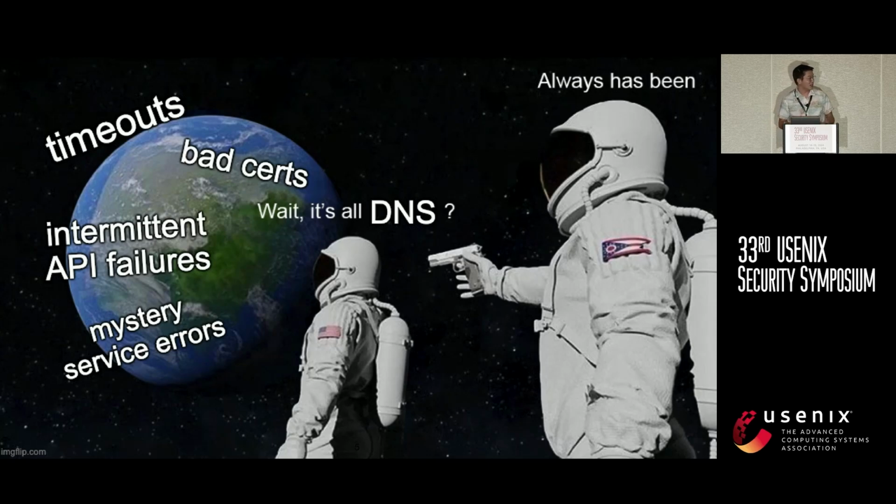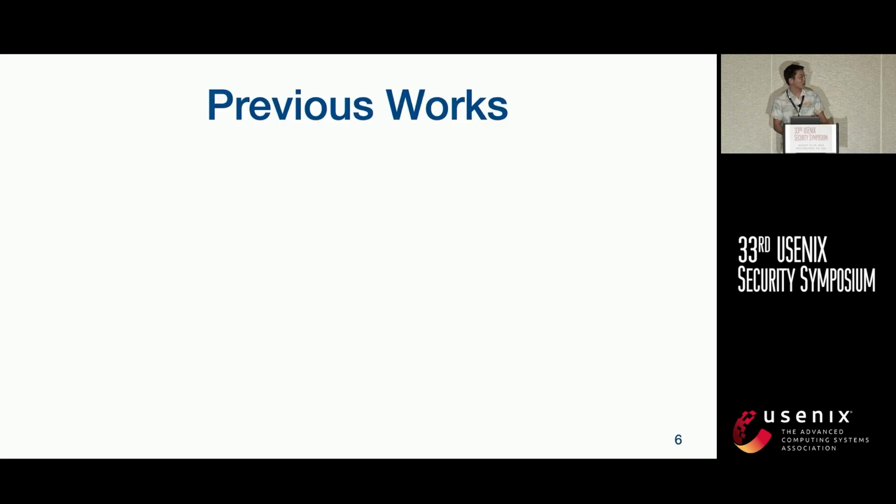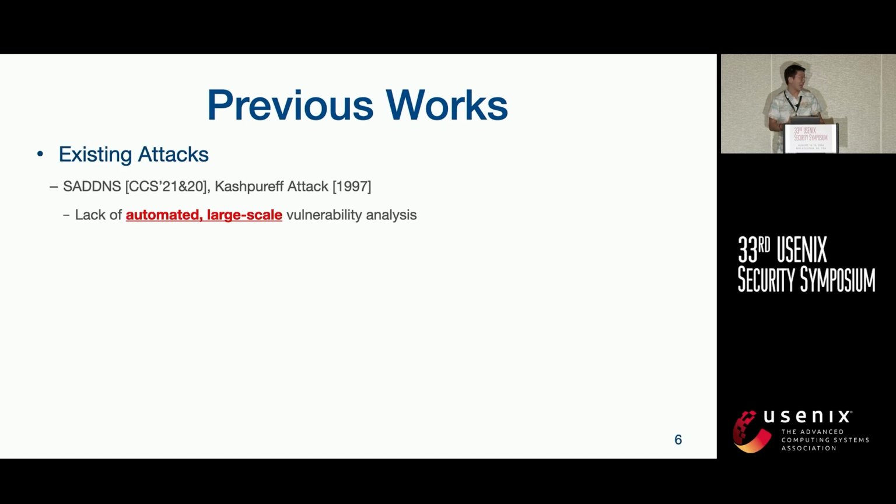And is there any existing work analyzing DNS? And of course it is yes. The first part of these previous works is the attacks, for example, SAT-DNS published in CCS 2021, and the cache poisoning attack from 2020, and the cache Perf attack, which is a few years older. But they are all manually analyzed, and we lack automated large-scale vulnerability analysis.